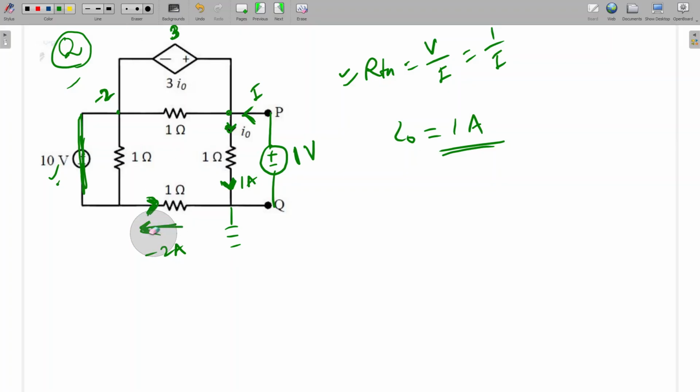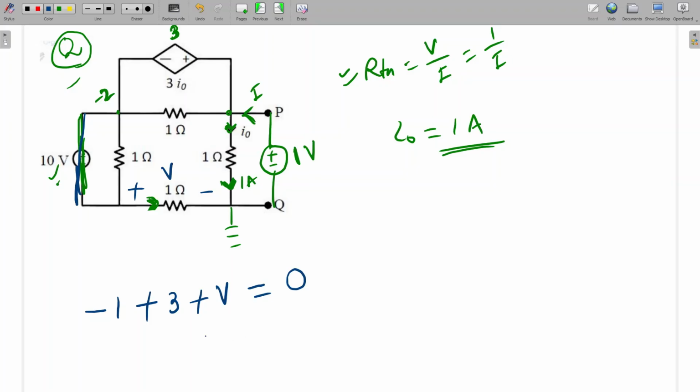Can anyone tell? See, first I will write the voltage equation here. So here this will be plus minus plus 1, like let's say this is V. Okay, plus minus V. Okay, this is sorted. I'm going to calculate the V. So it will be minus 1 plus 3 plus V should be equal to 0. So V will be how much? V will be minus 2. So minus 2 means what will be the current direction in this one? In this direction it will be 2 ampere.